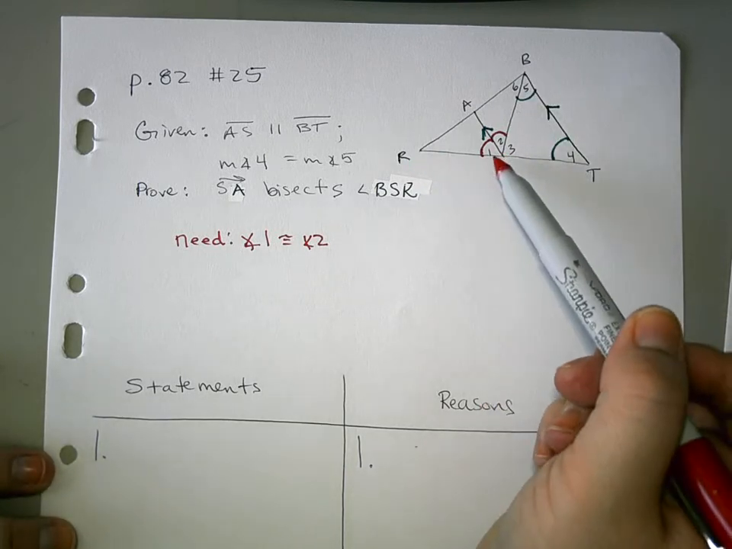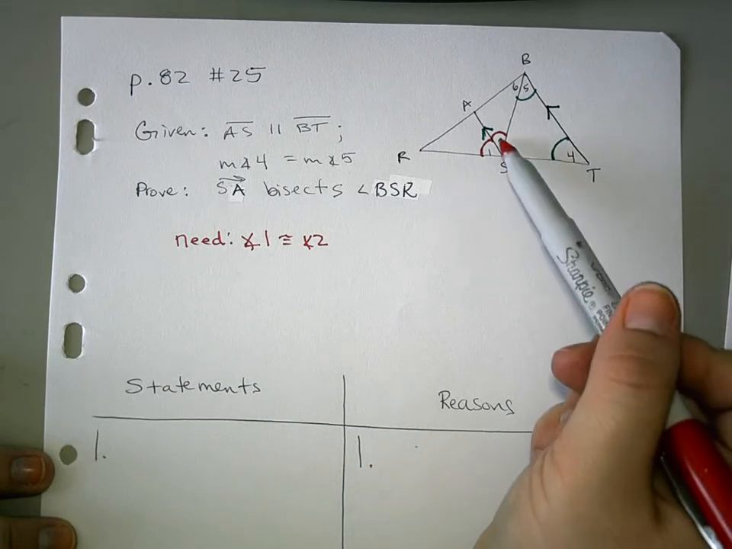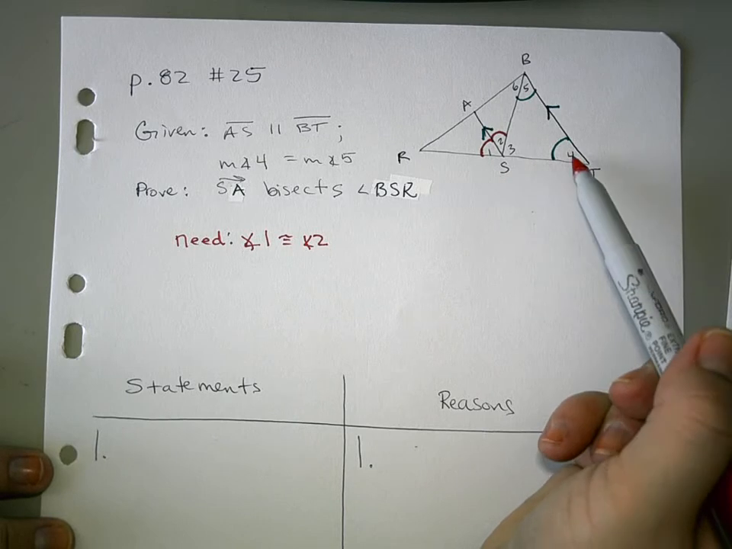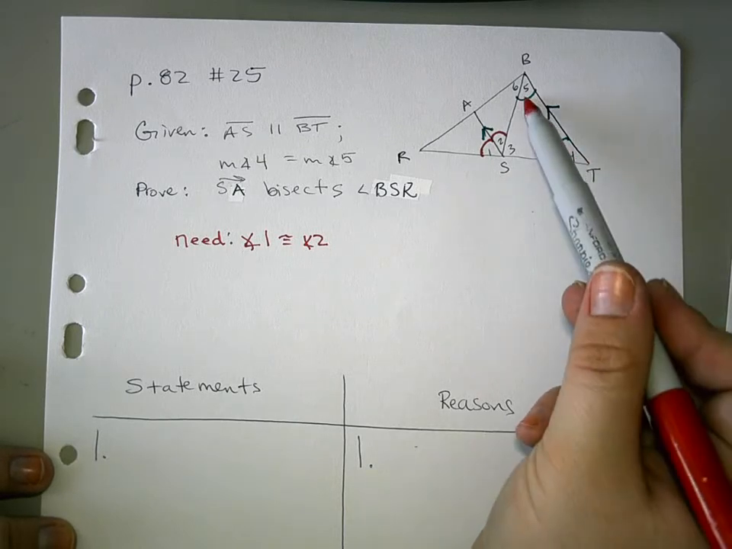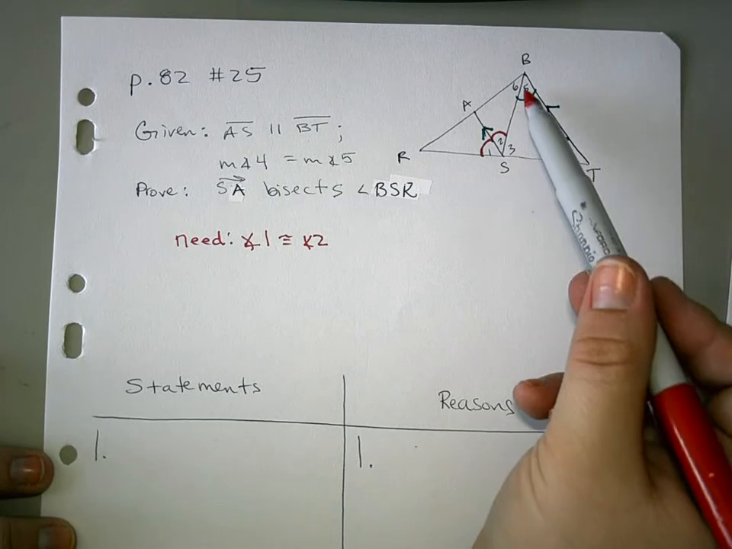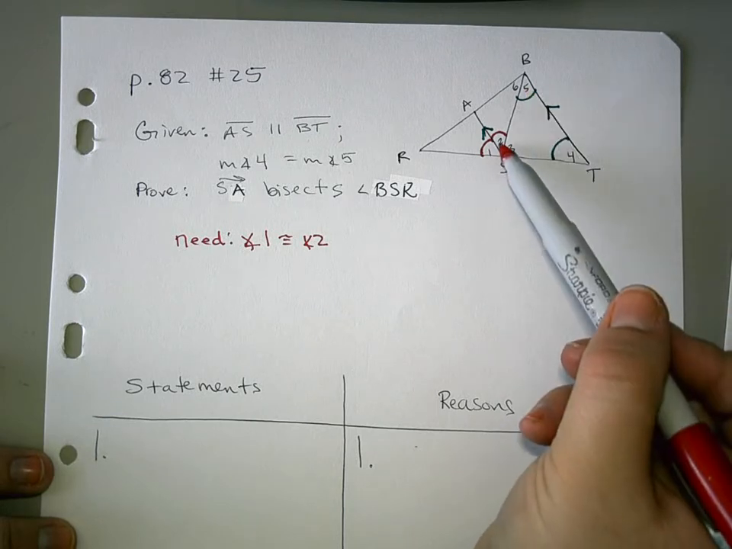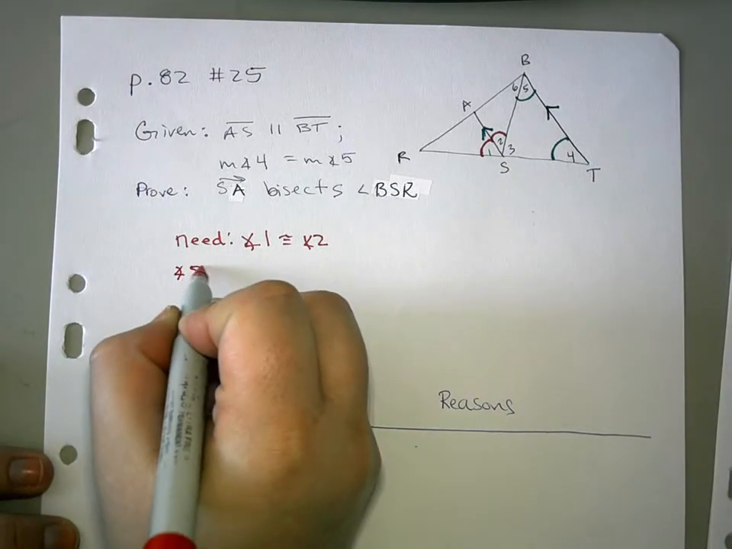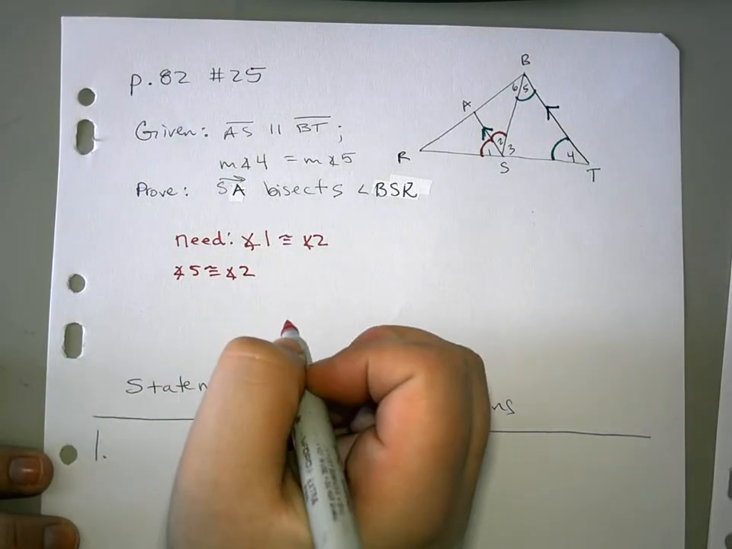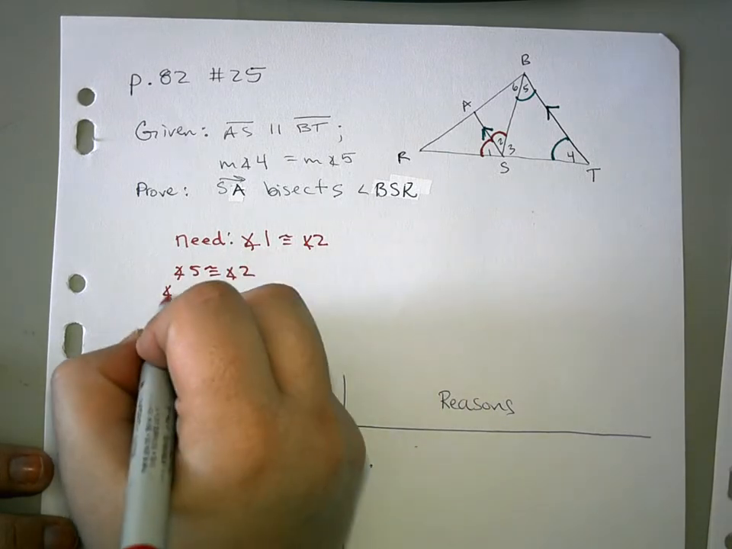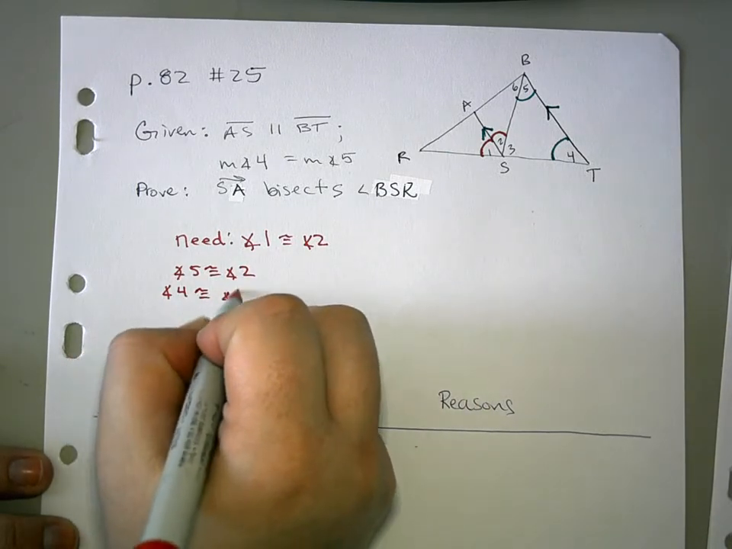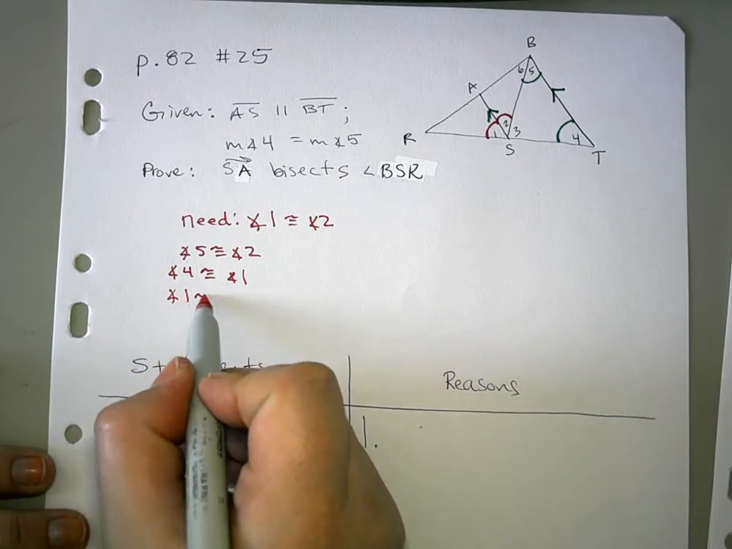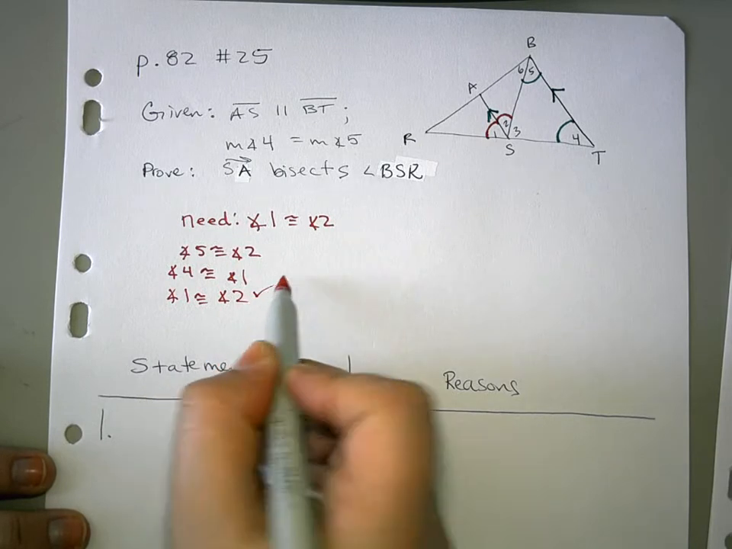Now notice what happens. I wrote in the green, I wrote in the red, and I thought I might have had to prove something else, but just looking at it here, look, we have 4 is congruent to 5. Because of the parallel lines, 5 is congruent to 2, and 4 is congruent to 1, and so then therefore by transitive, angle 1 is going to be congruent to 2.